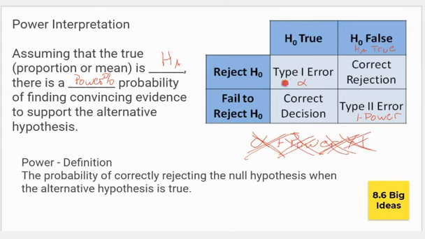Alpha is its own thing, and it is the probability of making a type 1 error, and the probability of making a type 2 error is equal to 1 minus the power of the test. Those are the big things that you need to get out of section 8.6.